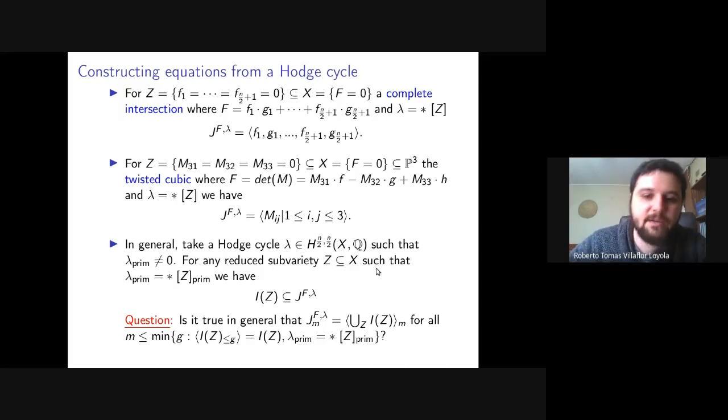So this is the kind of argument that I have in order to construct equations of a cycle given the Griffiths form of the algebraic cycle. We have to look at this ideal, and this ideal can be computed. Okay, so what we expect is that the equations must appear in the small degree generators of the ideal.